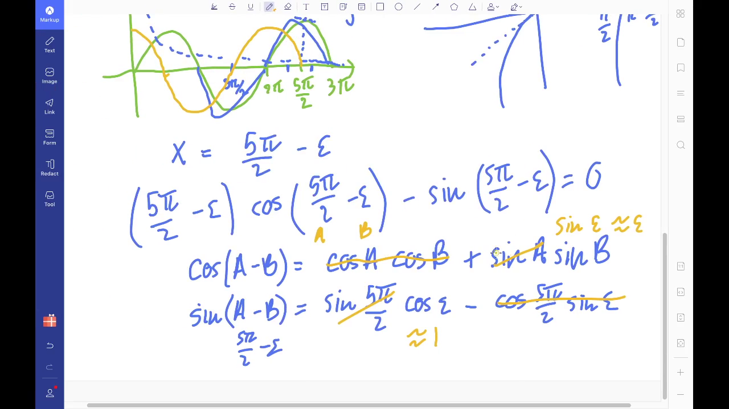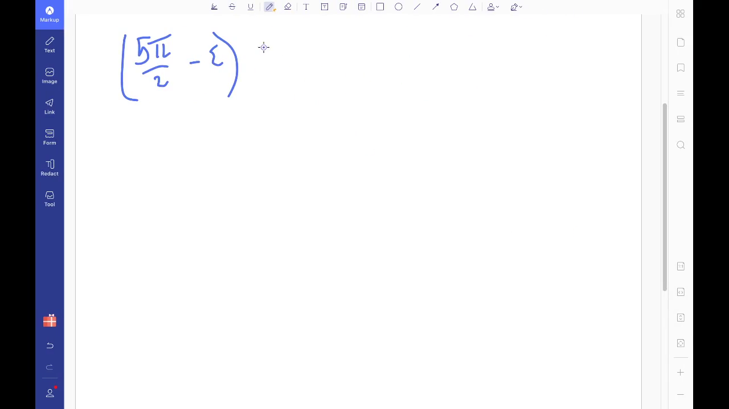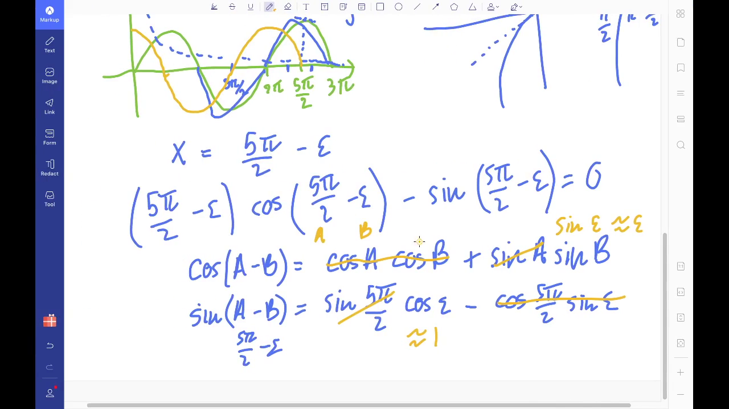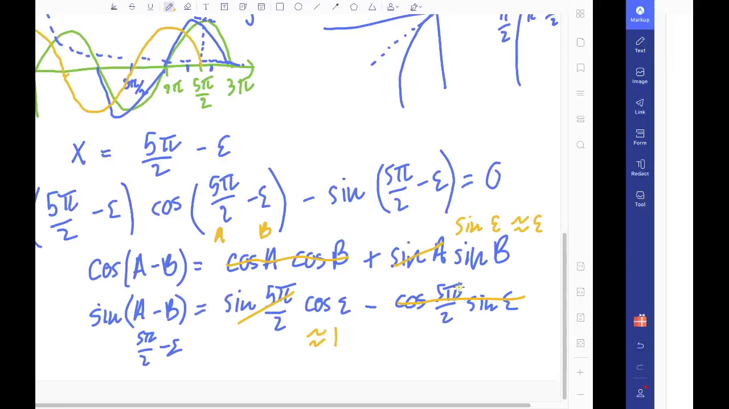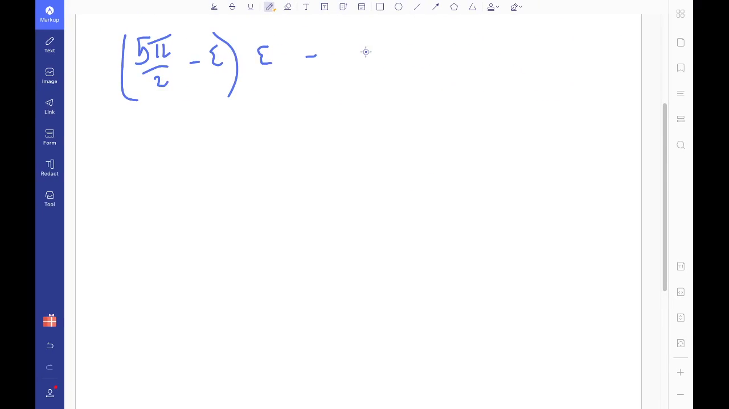I can just say that that's going to be 5 pi over 2 minus epsilon, that's my x, multiplied by what I got from my cosine addition formula. So from my cosine addition formula, I got sine epsilon, which I'm approximating to epsilon. So I can put an epsilon in there, minus sine 5 pi over 2 minus epsilon. We found out what that approximates to. Well, it's just cosine epsilon, which we can say is 1.